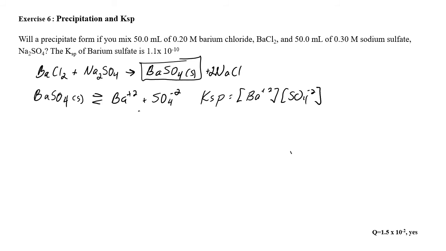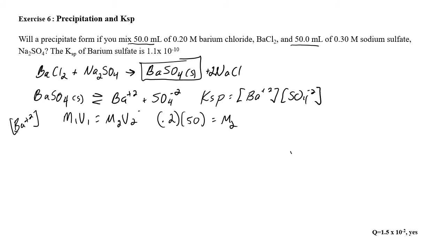Now remember, the total volume, when I'm doing my M1V1 or V2, will be 100 because I'm mixing 50 mL with 50 mL. So your total volume, remember, is 100 mL. Let's calculate the barium concentration. We're going to use M1V1 equals M2V2, and we get 0.2 times 50 mL is going to equal M2 times my total volume of 100 mL. When you solve for M2, you get 0.1 molar barium.